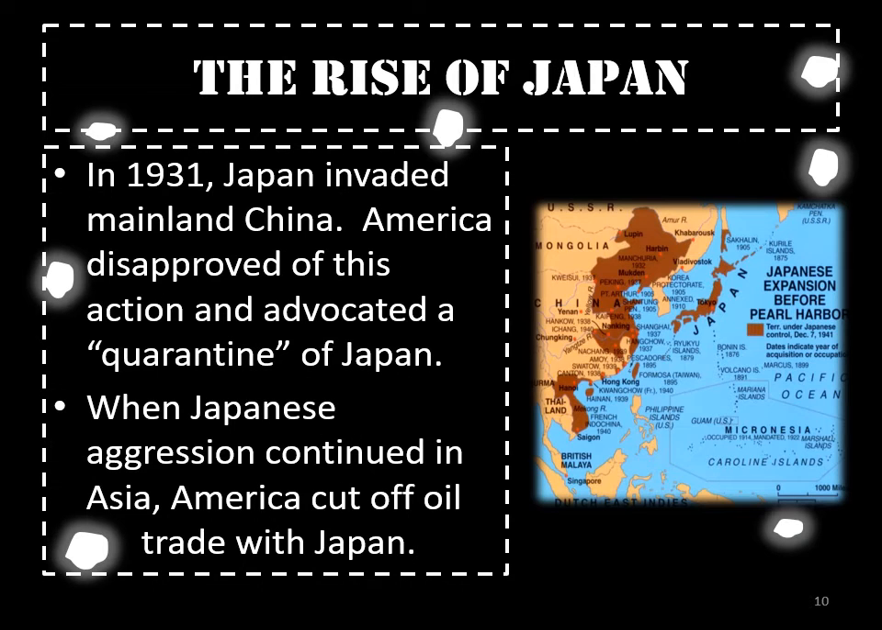The rise of Japan. In 1931, Japan invaded mainland China. America disapproved of this action and advocated a naval quarantine of Japan. When the Japanese aggression continued in Asia, America cut off oil trade altogether.